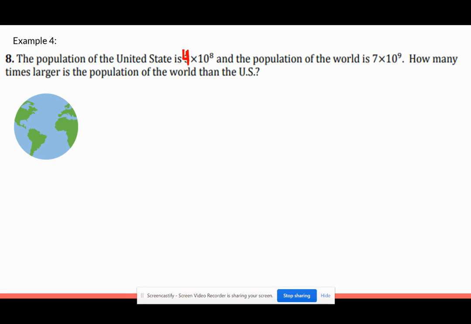How many times larger? So again, we saw those words, how many times larger? So that should trigger the response of division, which is usually the most common type of problem that you're going to do with word problems. Is the population of the world larger than the US? So remember, it's is over of. So it says, is the world, than the US. So of the US. So we're going to do world over US.